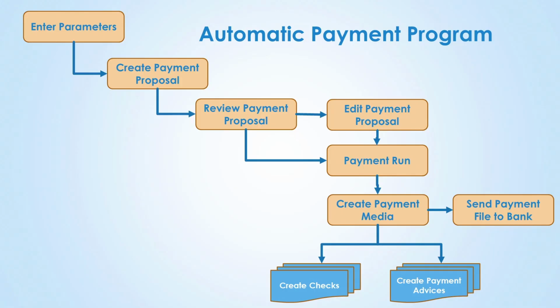If you made a mistake in the parameters or master data, you might pay or omit suppliers or invoices that you didn't intend to.